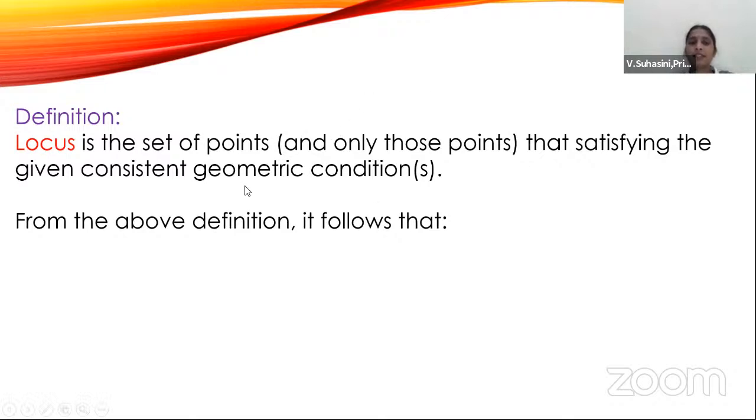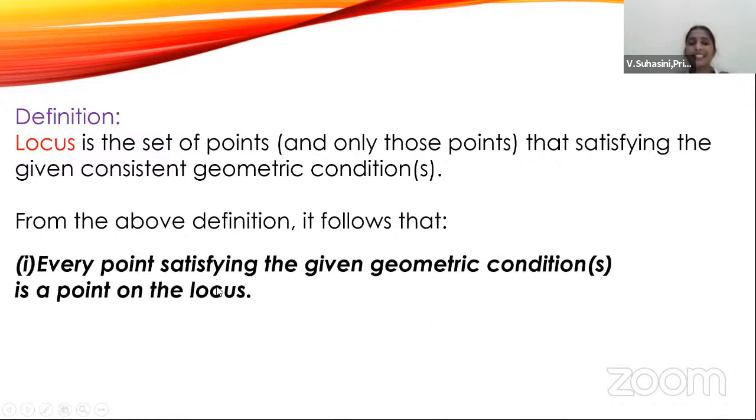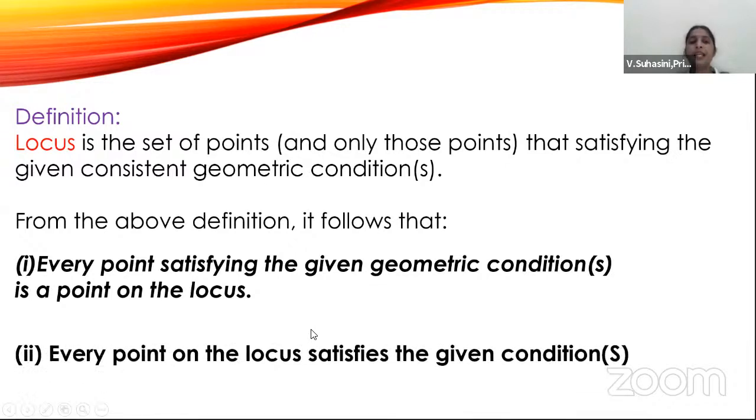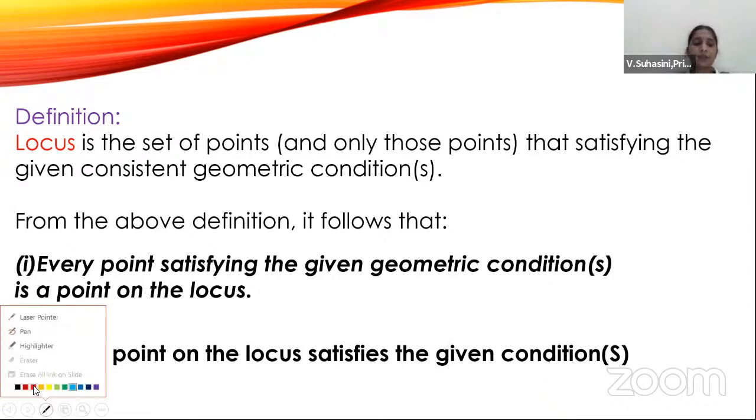After looking at the definition, we understand 2 important points. One is, every point satisfying the given geometric condition is a point on the locus. We are talking about the points. If a point satisfies the geometric condition, it lies on the locus. And every point on the locus satisfies the given condition. Let us talk more about these 2 important points now, dear children.